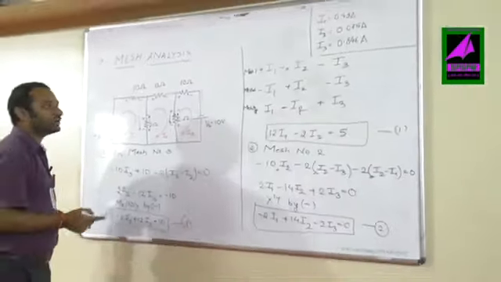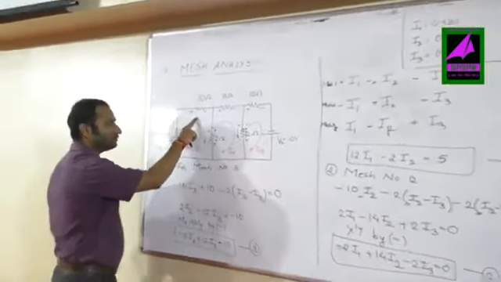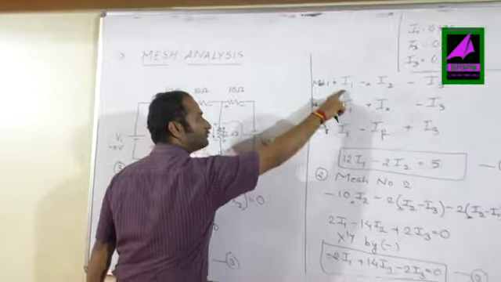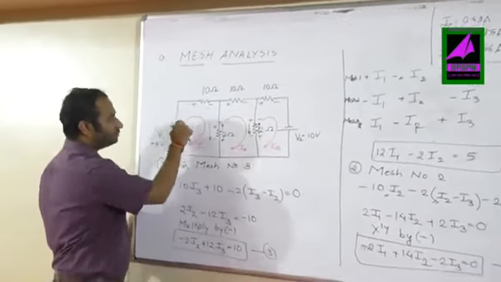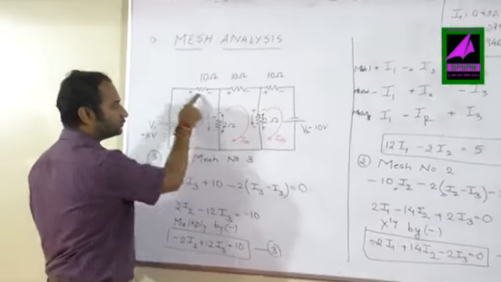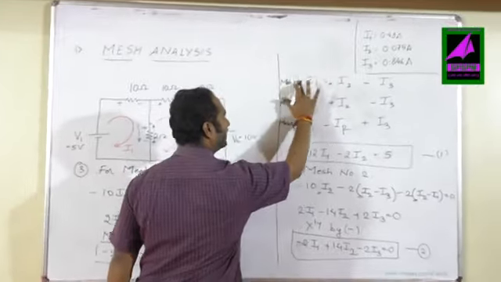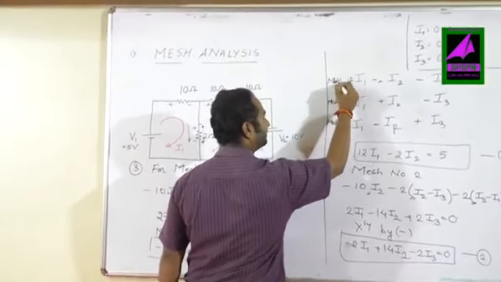Now the next thing is how to write the resistor values. In mesh number 1, try to find out where all I1 is flowing and write those resistors. For example, in mesh number 1, current I1 is flowing through 10 as well as 2. So the total resistance is 12. So I can directly write it as plus 12. I hope that I am very clear.